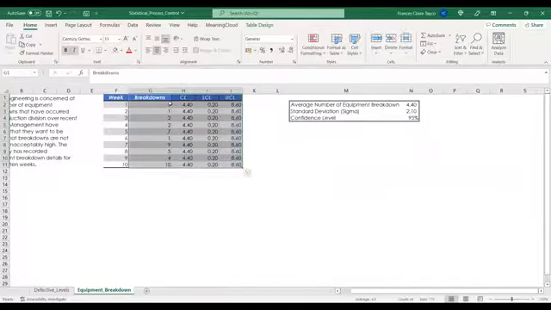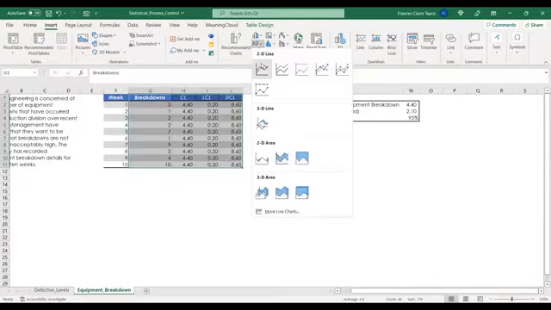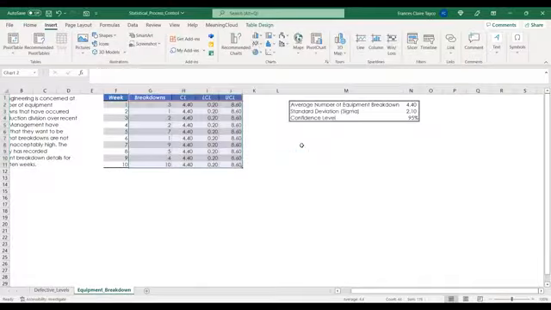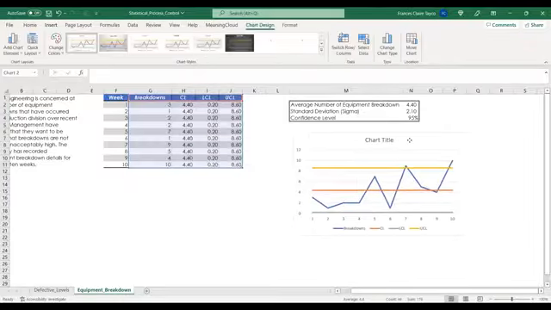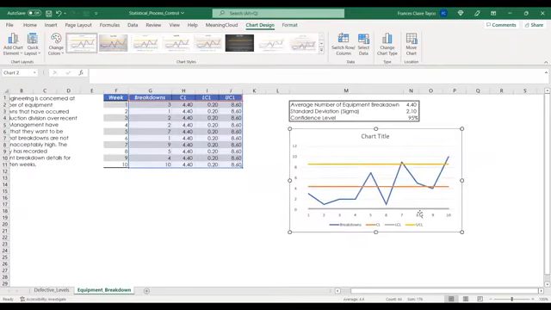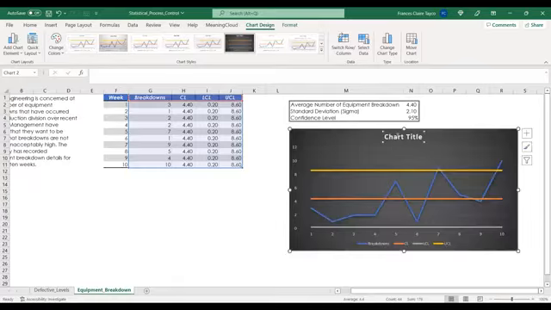To create the C chart, let's highlight the 4 columns here, go to Insert, then choose Insert Line Chart. Then let's just reformat. So include the title here.